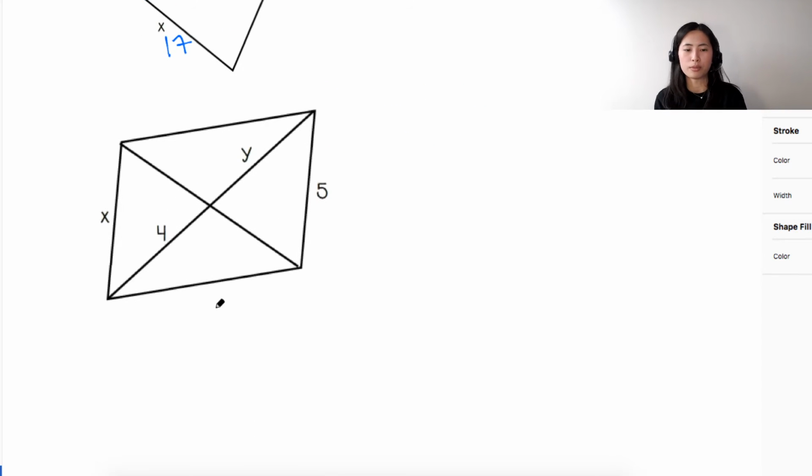Okay, great. So remember what I said about parallelograms again. Opposite sides are congruent. That's why this is 5, because this is 5. And the diagonals are also congruent, so if this is 4, therefore this has to be 4.